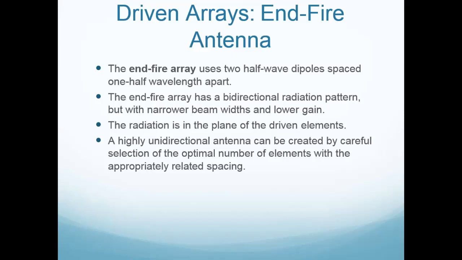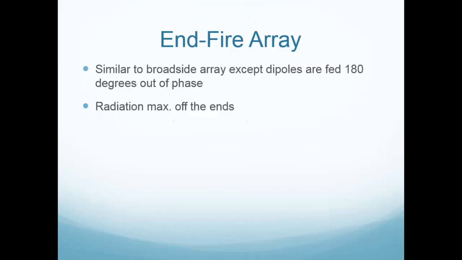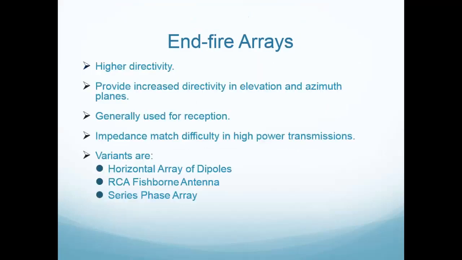So these are the types of elements used in the end fire antenna. A highly unidirectional antenna can be created by careful selection of the optimal number of elements with the appropriately related spacing. End fire array is similar to broadside array, except dipoles are fed 180 degrees out of phase. Radiation maximum is at the ends. End fire arrays provide higher directivity, increased directivity in elevation and azimuth planes. So here, end fire arrays provide the high directivity.